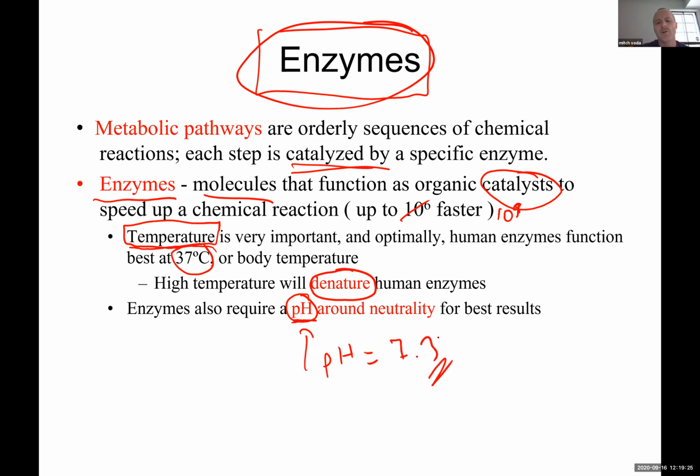So now I want you to tell me if you believe that this 7.3 is basic or acidic. Remember, it's around 7.3, the physiological pH, and you have to determine if it's basic, slightly basic, or acidic or slightly acidic.